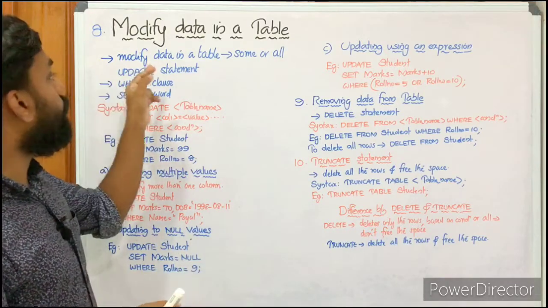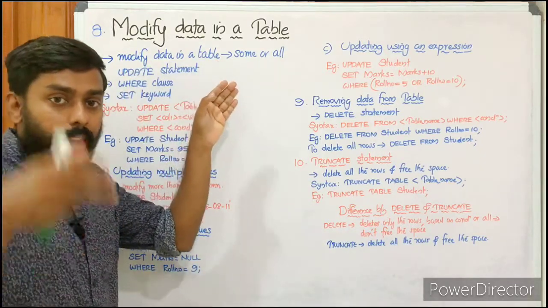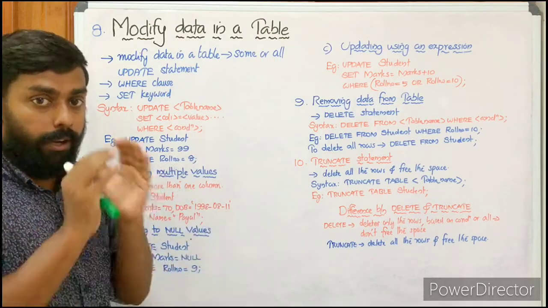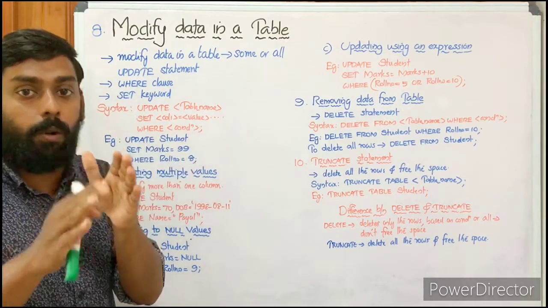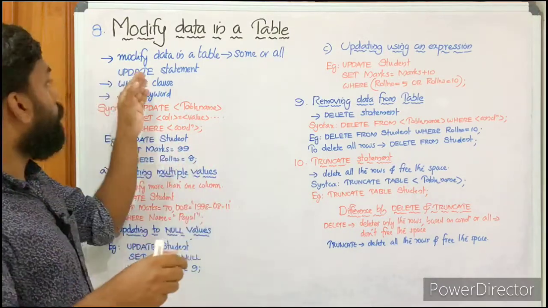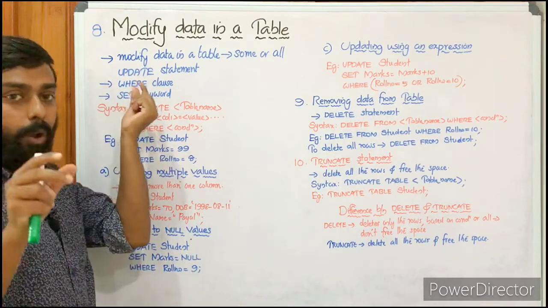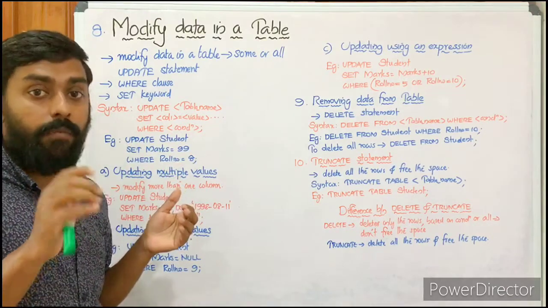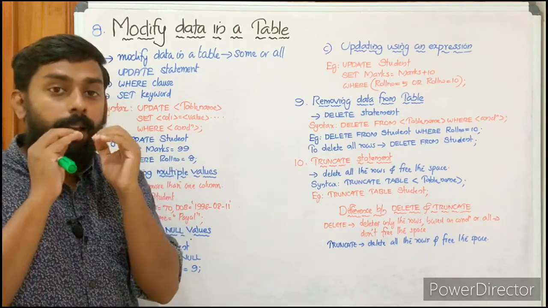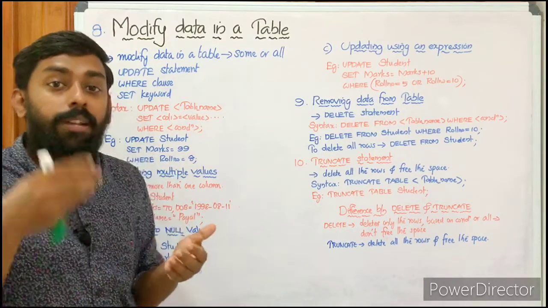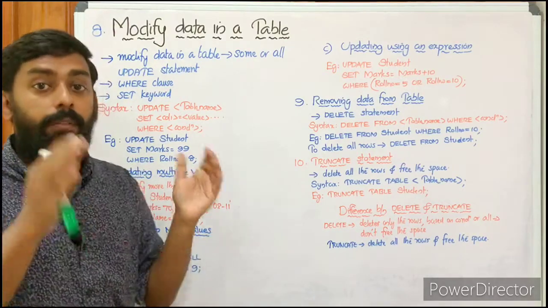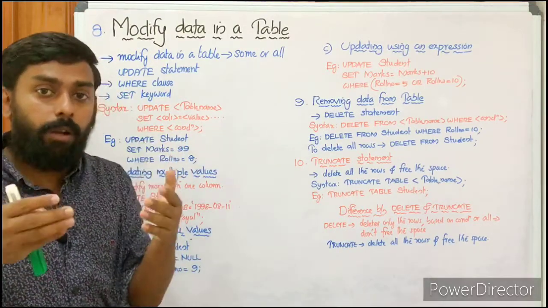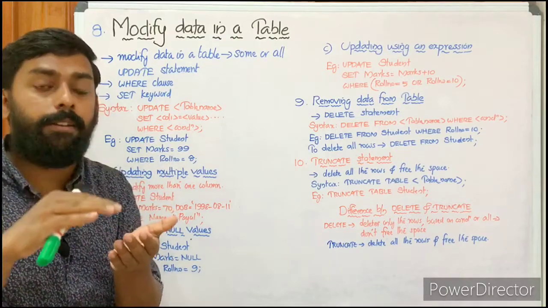So the update command is used to modify data in a table. It can be applied to only one row, some of the rows, or all the rows. So in the update statement, we are using a clause, the where clause. The where clause is used to restrict the number of tuples to be selected for updation. Otherwise, all the tuples would be selected. If you apply the where clause, the number of tuples to be selected can be restricted.